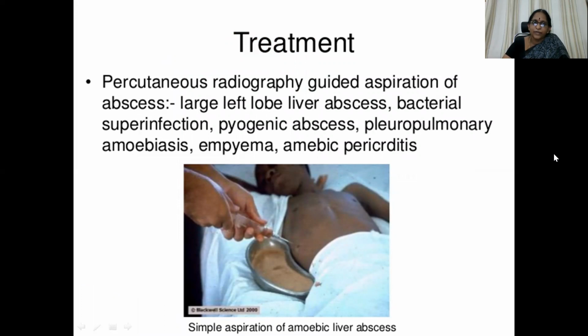Bacterial superinfection, pyogenic abscess, pleuropulmonary amoebiasis, empyema, and amoebic pericarditis. In all these cases, we can aspirate the pus, anchovy-sauce kind of pus, from the patient. That is percutaneous radiography-guided aspiration. But there is a complication with that, which we have discussed in our introduction. That is, there is a complication if it is not done under aseptic precautions. There is a risk of developing cutaneous amoebiasis.